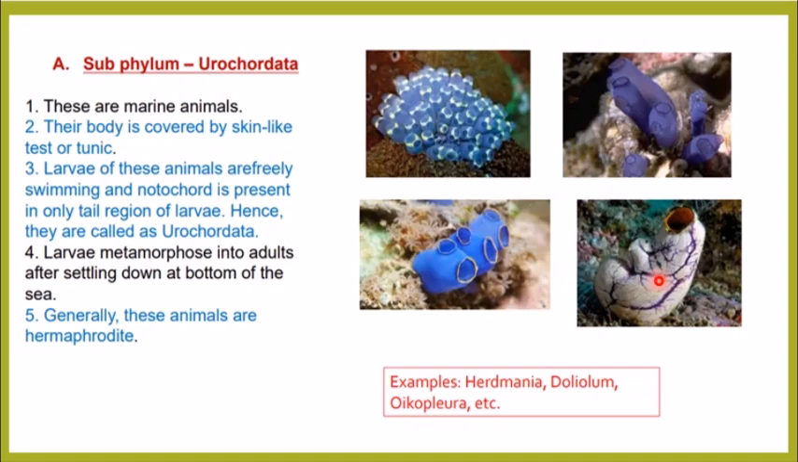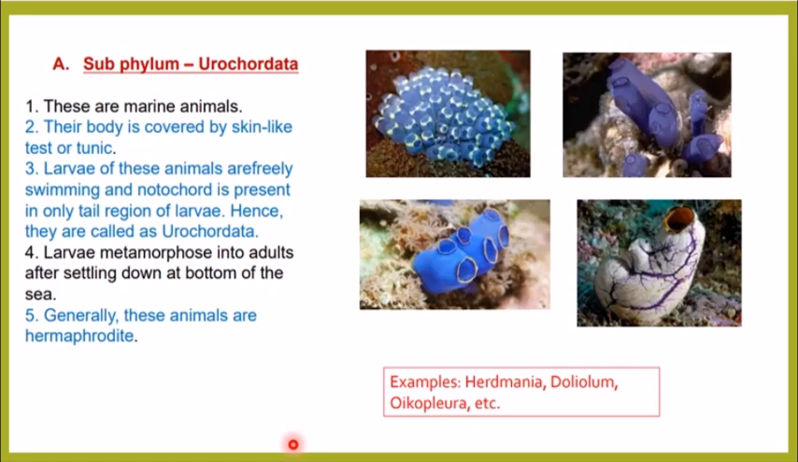They also have various apertures, like here you can see the openings. These are called the apertures. Now they have atrial apertures as well as branchial apertures. One is called the atrial aperture, the other is called the branchial aperture. Now these organisms are swimming and they have the notochord only in their tail region. So only in the tail region the notochord is present.